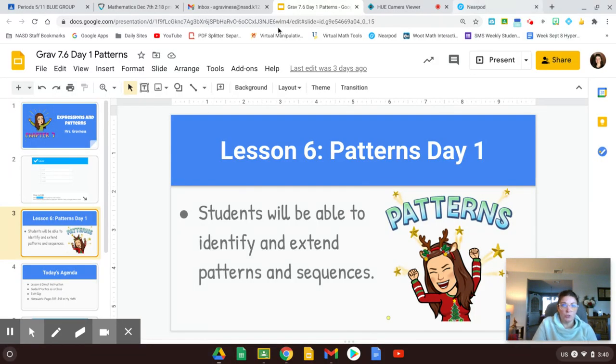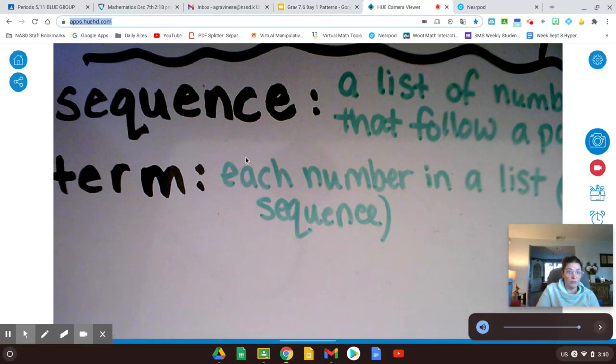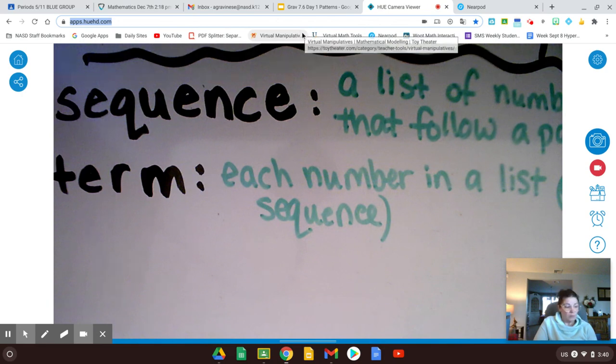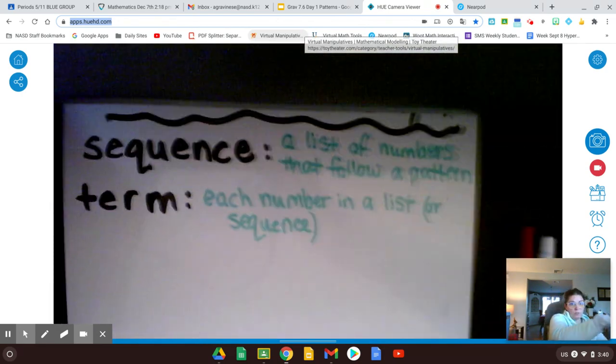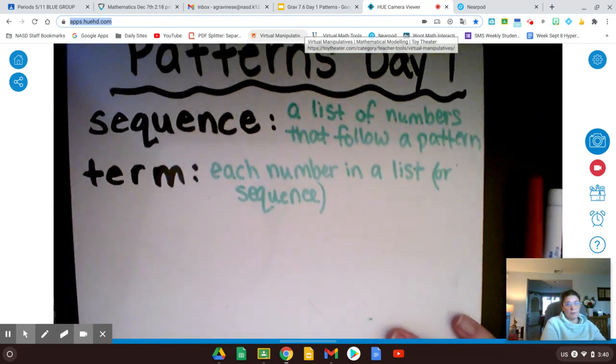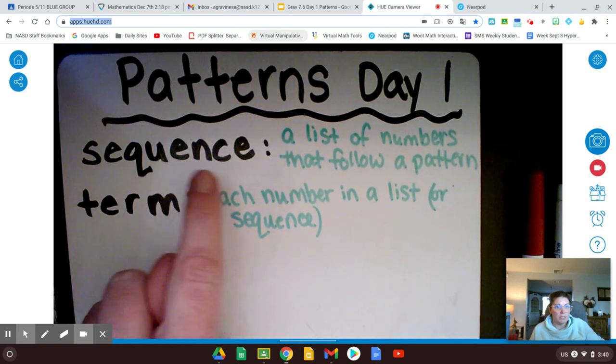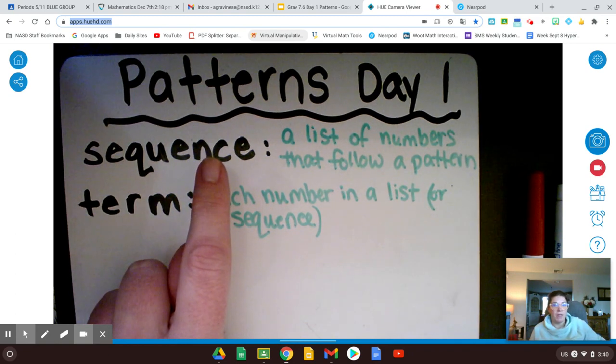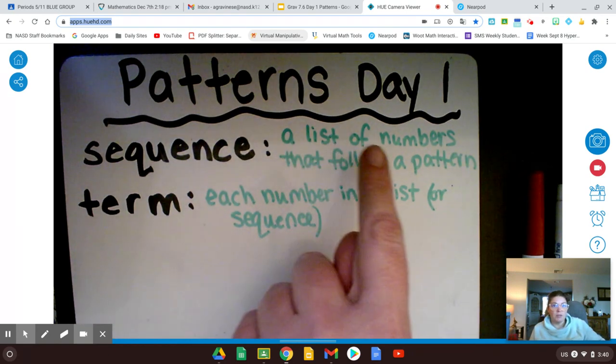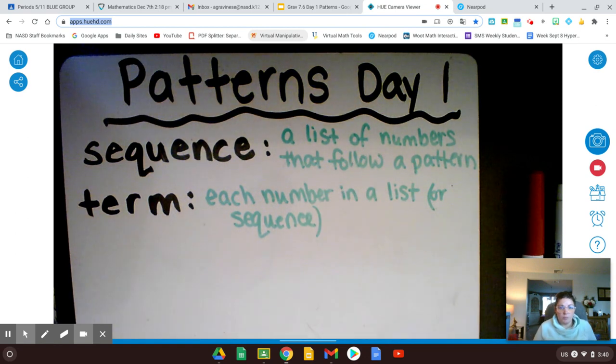All right, I want to start off with some vocabulary for today. Let's zoom that out quite a bit. So there are two words that we need to look at for today. The first one is the word sequence. A sequence is a list of numbers that follow a specific pattern. So when you're skip counting, you are actually giving a sequence of numbers. You're following a pattern.